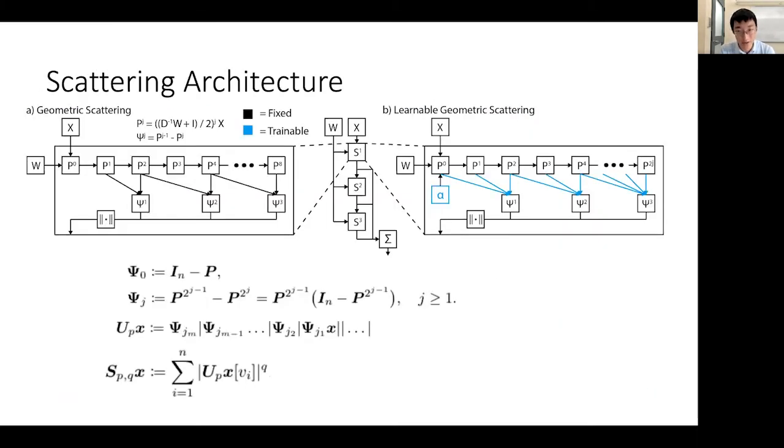Finally, we can present our learnable scattering architecture. Here we take an adjacency matrix W and a set of signals X, and instead of taking fixed differences of a few scales as shown on the left and was done in the past, we learn wavelets that are mixtures of different scales and can adapt to different graph types. The main thing here is to make sure that there are wavelets and differences between successive scales.